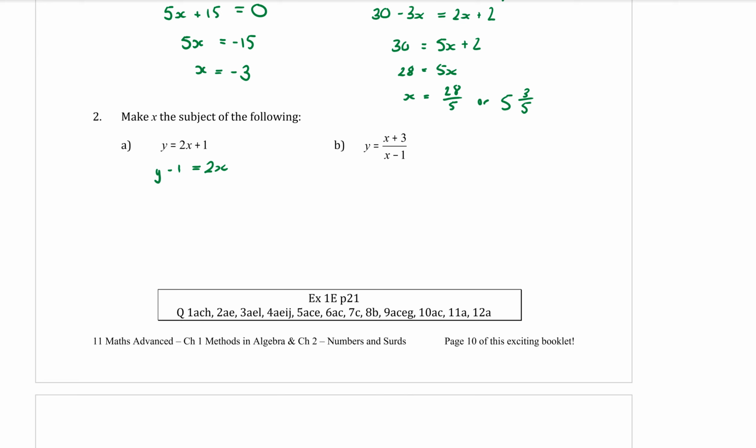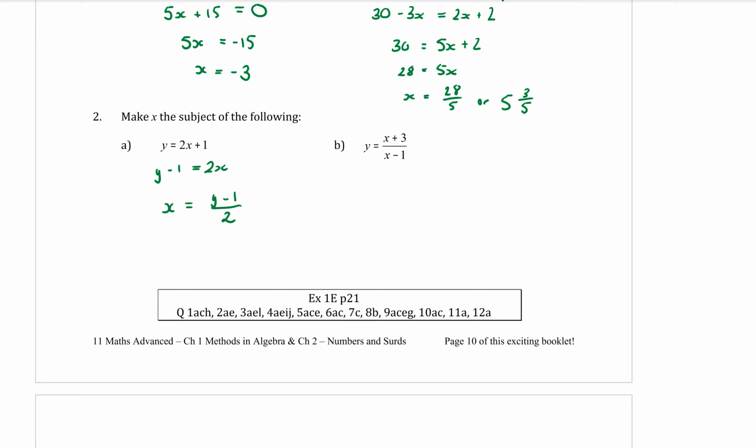So I'm going to put the x on the left side, y minus 1 over 2. We always want our subject at the end to be on the left-hand side, which is why I switched sides. Part B is a little bit trickier because you have got 2 x's. It can seem a little bit hard to get 1 x by itself when there's 2 of them. The thing is you have to collect them before you're going to be able to get the x by itself.